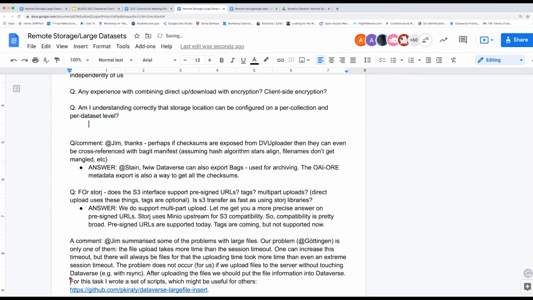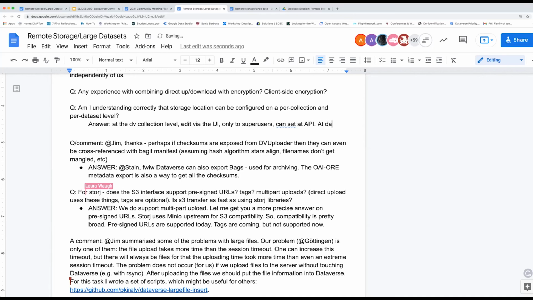Yeah, I'll be happy to. So as I mentioned in chat, at the Dataverse collection level, this is settable through the UI under Edit Collection, and it's only accessible and only visible to super users. You can also set it by API, and then at the dataset level, you can set it using API only.